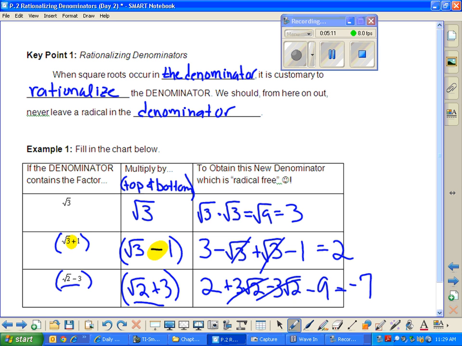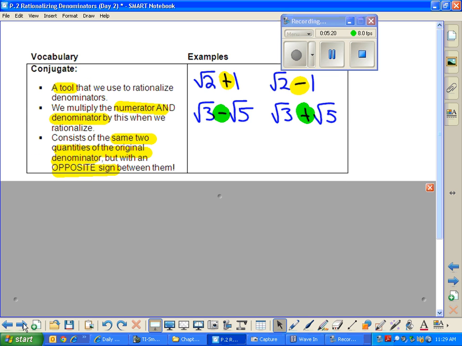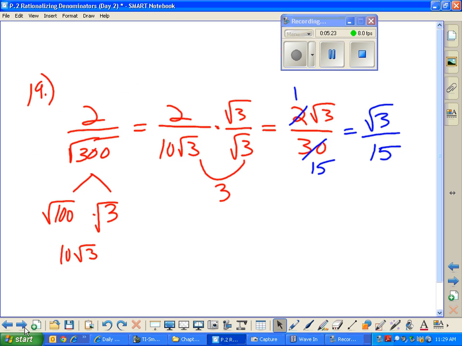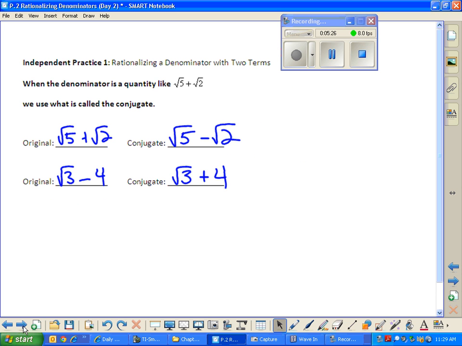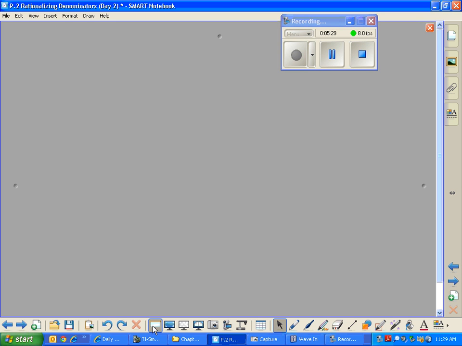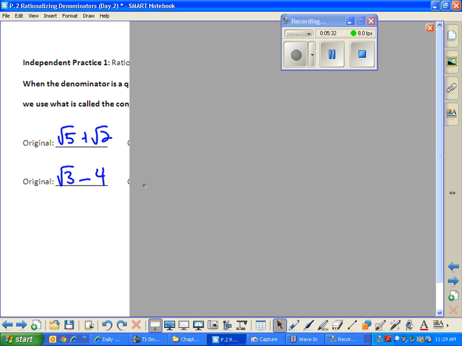So over the past couple minutes, it's my understanding you now know what a conjugate is. Same numbers, opposite sign in between. So with that, I wanted you to give me the conjugates for those two pairs. A little bit of independent practice here for a sec.